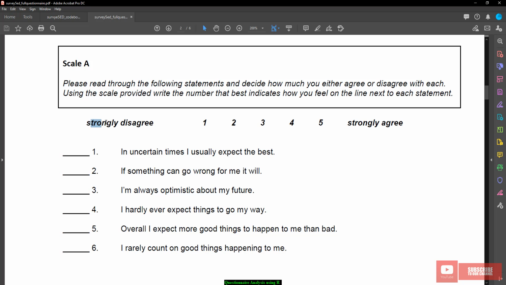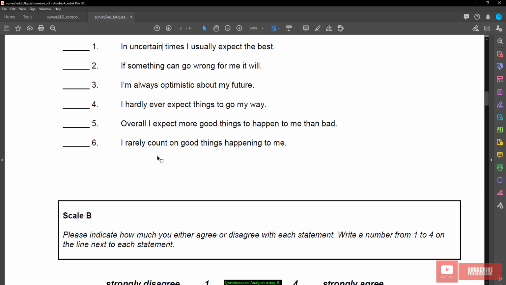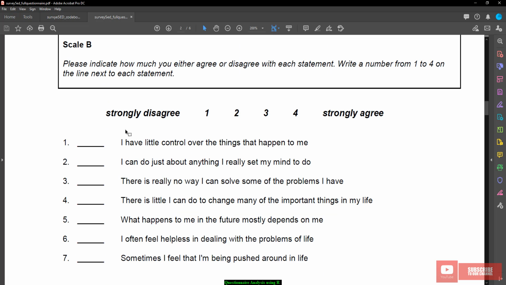So now let's look here. It gives a measurement scale. This is what we call a Likert scale, right? 1, 2, 3, 4, 5. So what does it expect the respondent to fill in here? It expects the respondent to fill in either 1, strongly disagree, 2, disagree, 4, agree, 5, strongly agree. The respondent fills in a number here. Now, this is scale number 1, which has 6 questions. This is scale B. We have 7 questions.